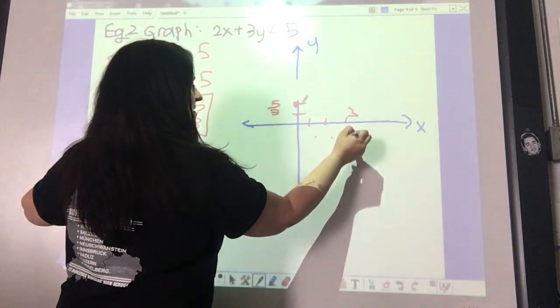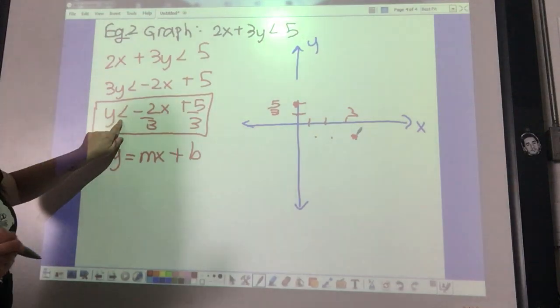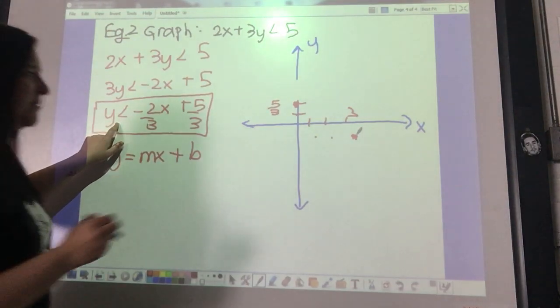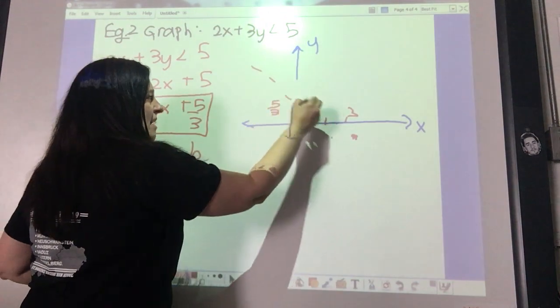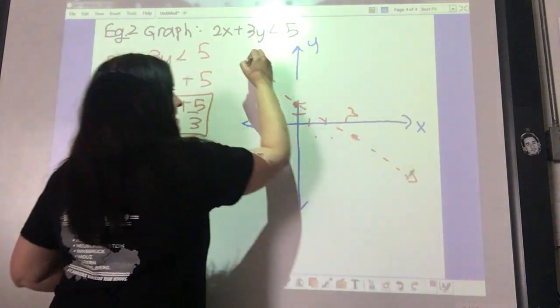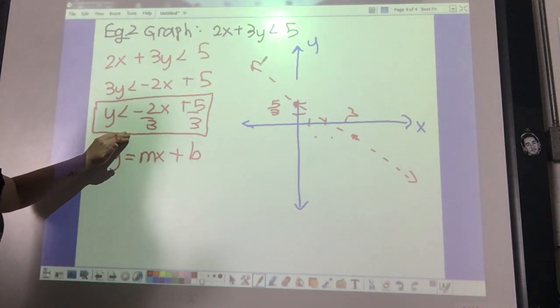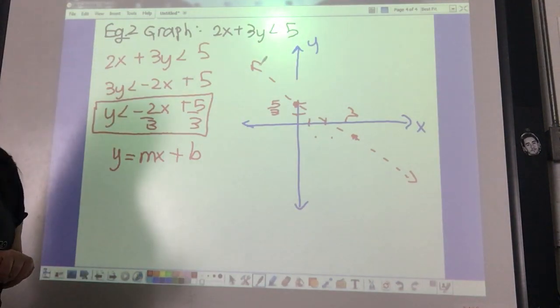Are we connecting them with a solid or a dotted line? Well, let's look. It's less than. It's not less than or equal to. It's just less than. So we connect them with a broken or dashed line. We're not including the points in the actual line. It's always less than that line.